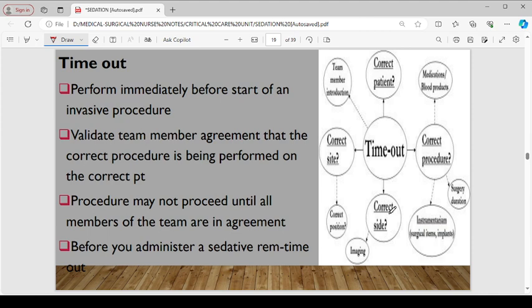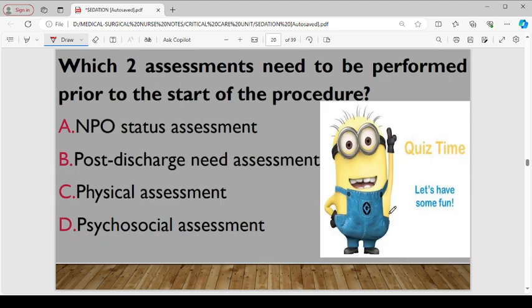Timeout is very important. You have to perform it immediately before the start of an invasive procedure. You have to validate team member agreement that the correct procedure is being performed on the correct patient. The procedure may not proceed until members of the team are in agreement. So before you administer a sedative, you have to remember what? Timeout must be done. Okay?